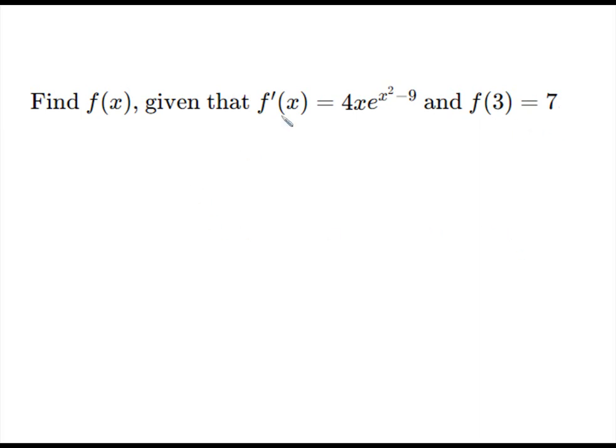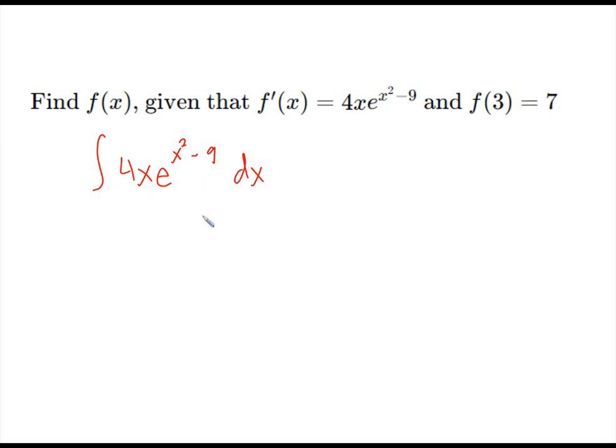Okay, so basically we have the derivative and we're trying to find the original function. So whenever that's the case, we know we need to integrate the derivative, right? So we integrate the derivative, which is 4x times e to the x squared minus 9, dx. If we integrate this, it should give us f of x.